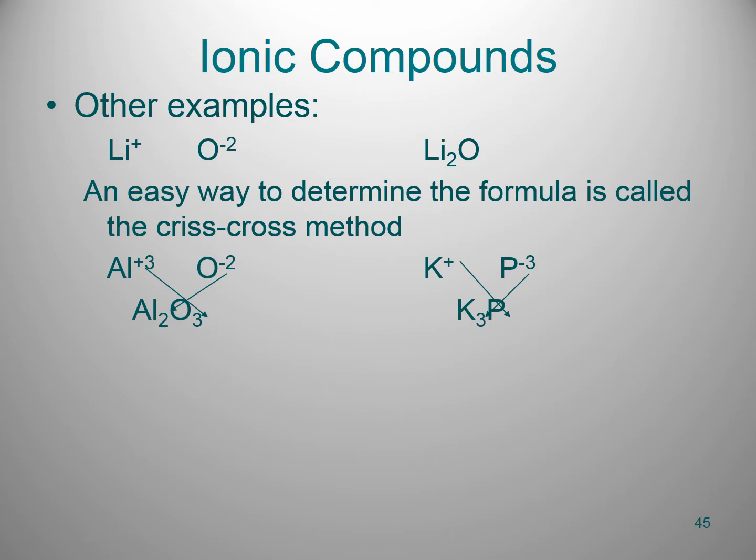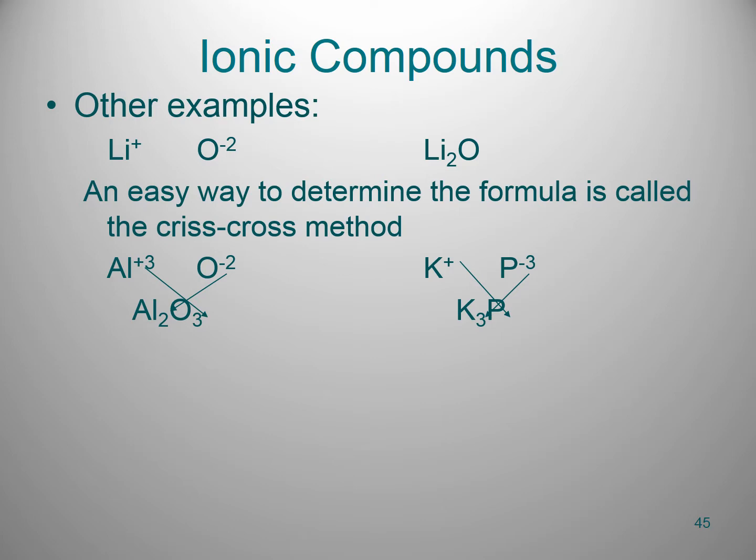So look over on the right at K plus and P negative 3. Again, the least common multiple here is 3. So we're going to need 3 Ks and 1 P. The easy way to do it is to crisscross to bring that 3 down to the other element. So the 3 from the phosphorus becomes the subscript for the potassium, and the 1 from the plus 1 becomes the subscript for the phosphorus. Generally we don't write the 1. If it's just 1, we don't write it. It's assumed to be 1.